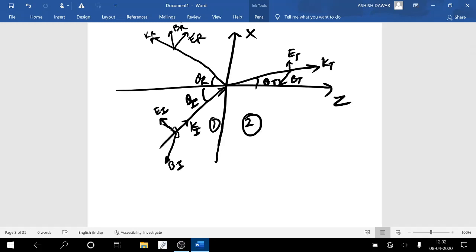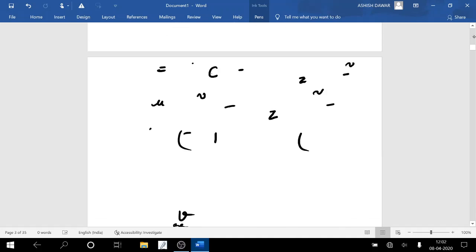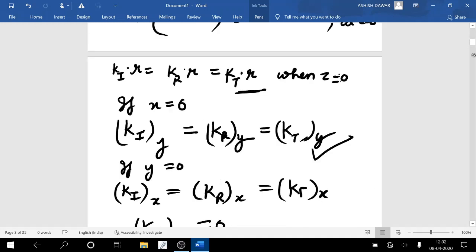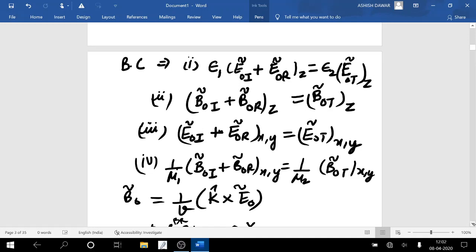From the boundary conditions we have just written above, we have to apply the values of the fields E0I, E0R. Here we have to put the z component, and here we have to put the x or y components. Okay, so let's see what happens.